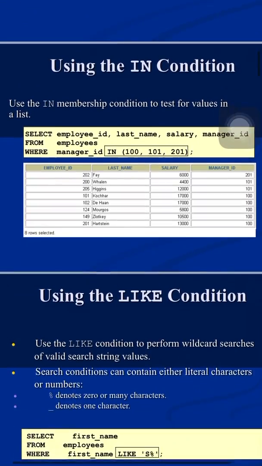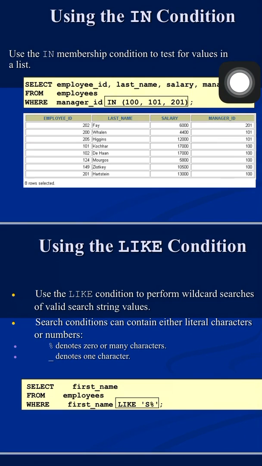The next option that we have while writing the where condition is LIKE. This is a very important concept in Oracle SQL. This LIKE is used in order to make wildcard search. Now what do I mean by wildcard search?